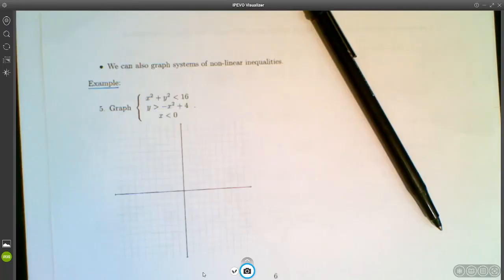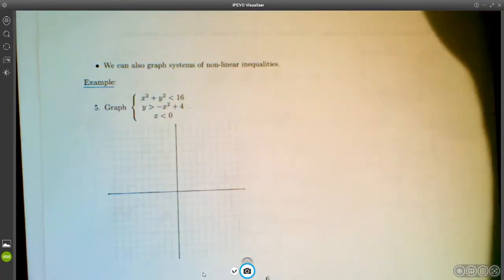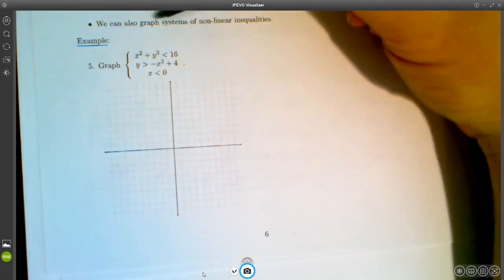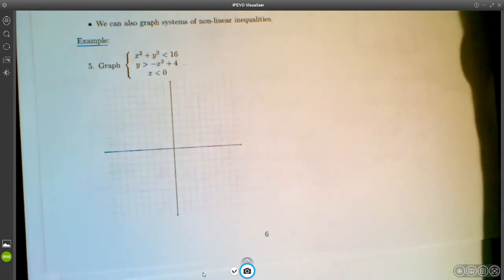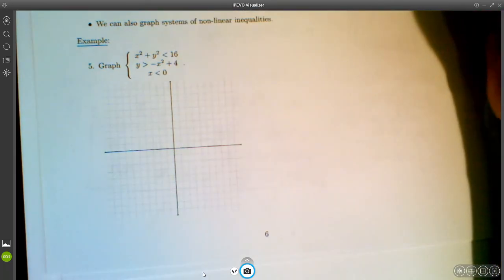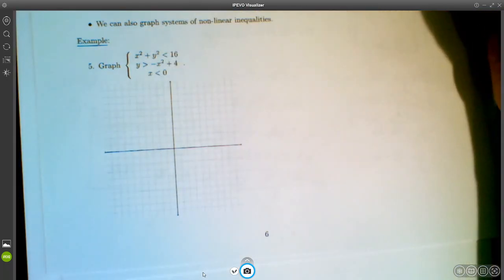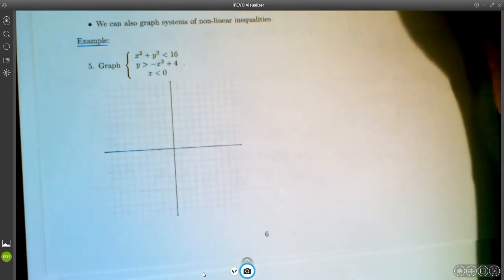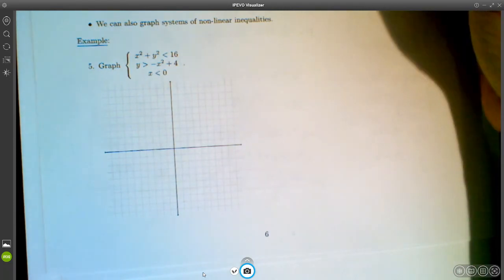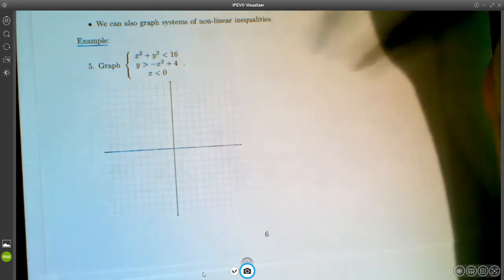All right, crazy kids. So one last thing that I want to say is that we can also graph systems of nonlinear inequalities. We've talked about graphing systems of linear inequalities in the past, but we can do the same thing with nonlinear inequalities. With inequalities, just remember you have to shade somewhere, and the way you decide where to shade is to choose a test point, and then see if it gives you a true statement. So let's practice graphing this.